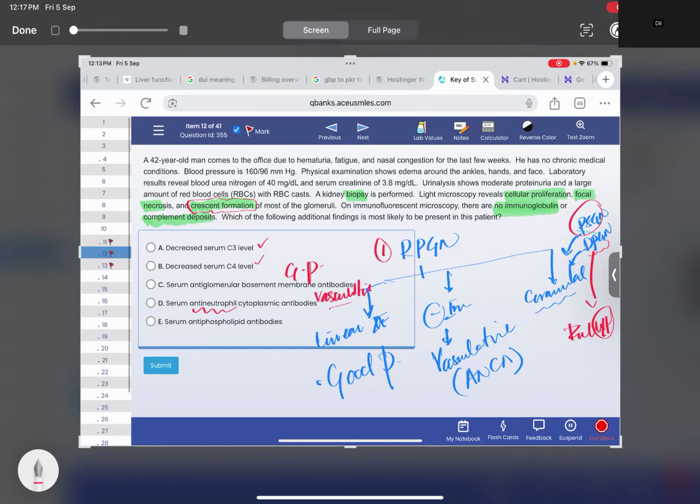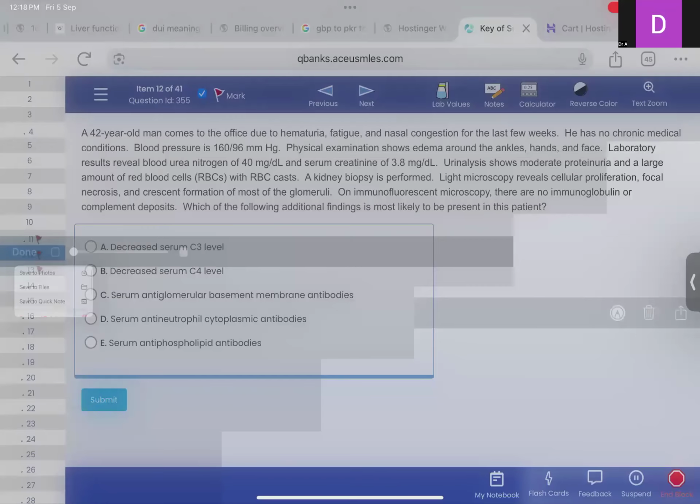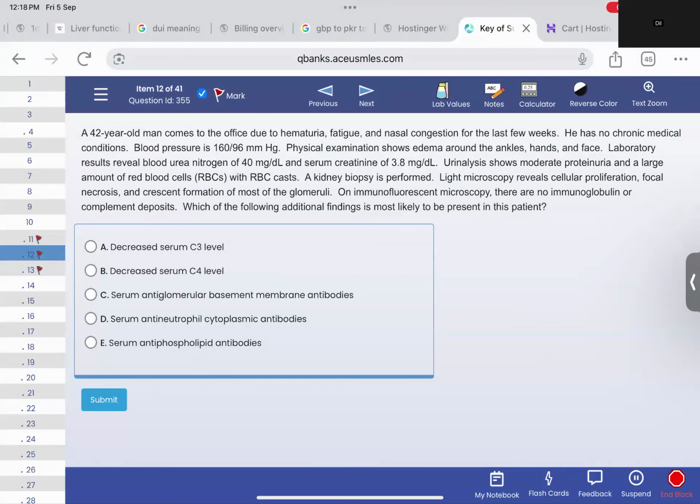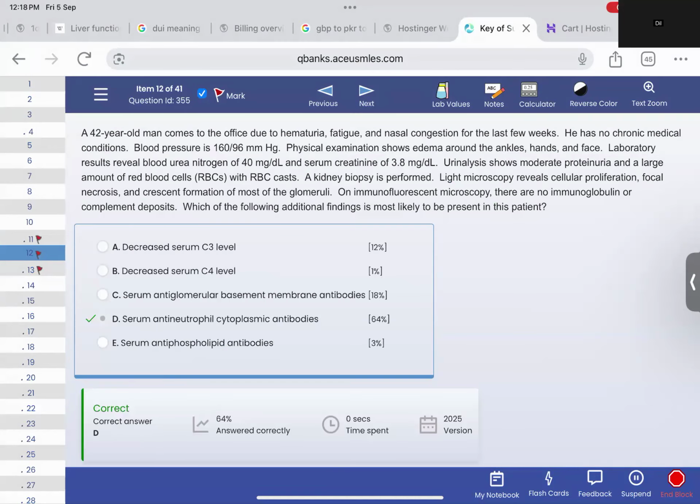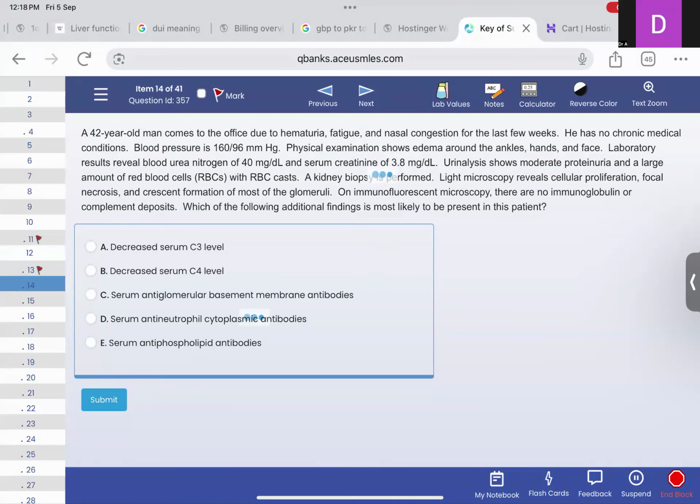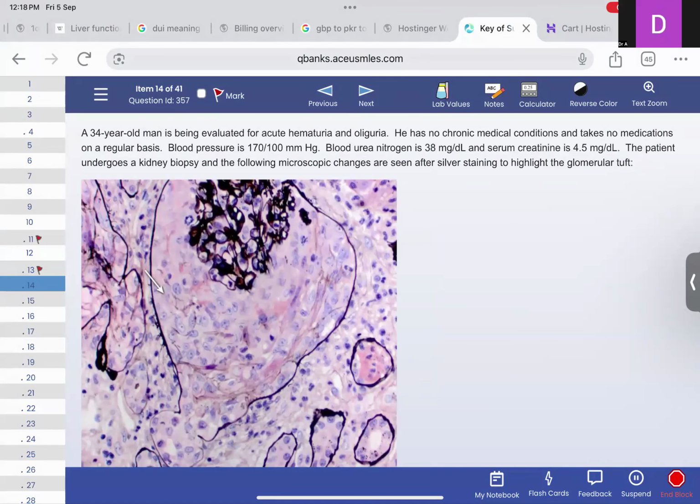So let's come over again to the stem on immunofluorescence. There are no immunoglobulins or complement depositions. So that means Goodpasture is out. So the only one remaining is pauci-immune. Usually they say C and K is positive, but in this case they didn't give that. Got it? Yes, sir.